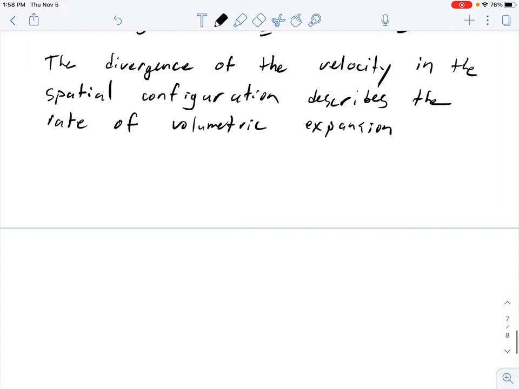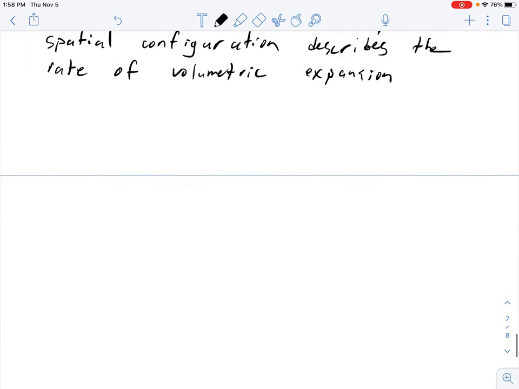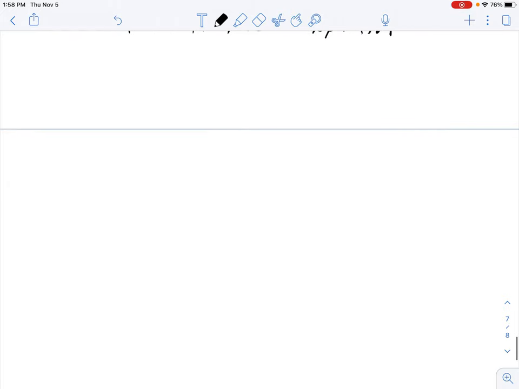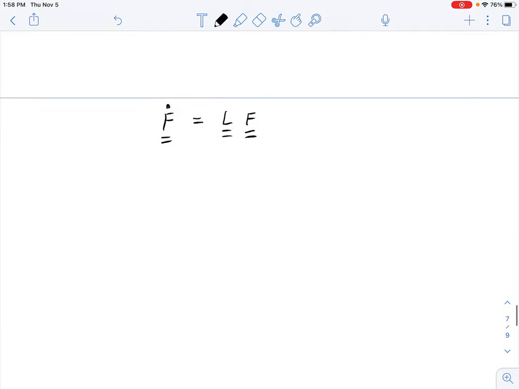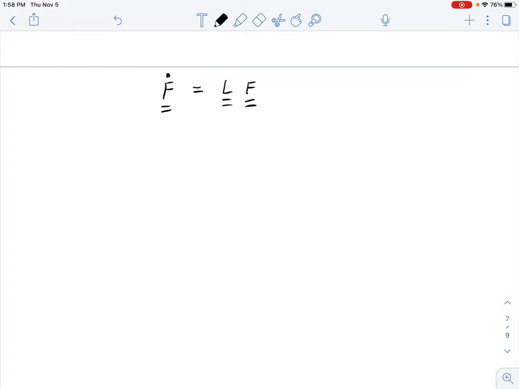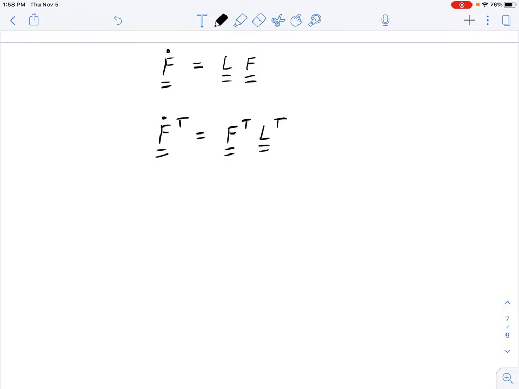Now let's come up with another couple of useful identities. We already showed that F dot is equal to L F. So we can take the transpose of that, and we have that F dot transpose is equal to F transpose L transpose. We know that no matter what happens, F F inverse is equal to the identity.